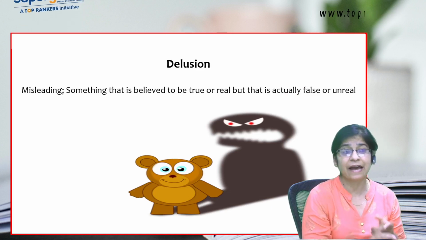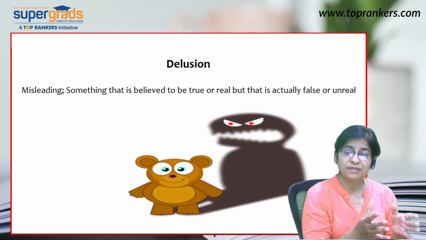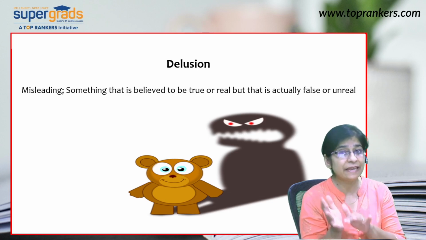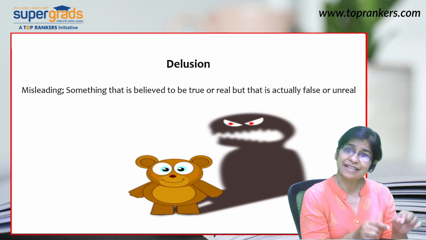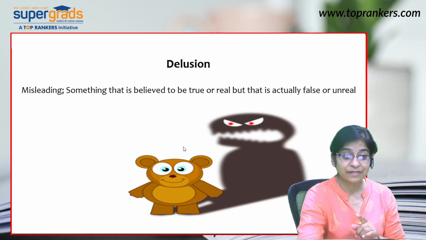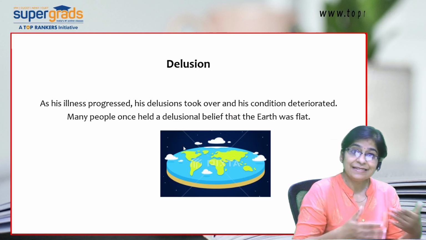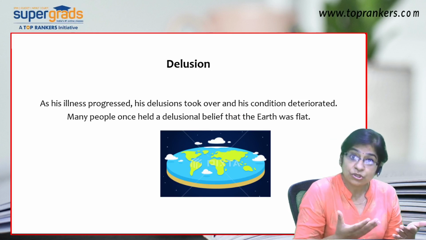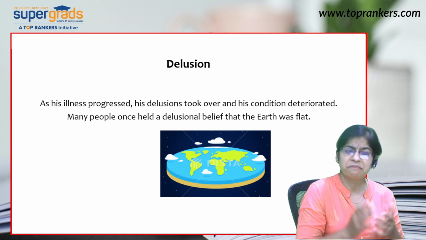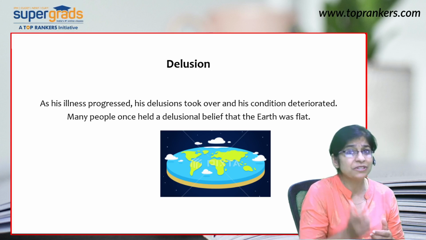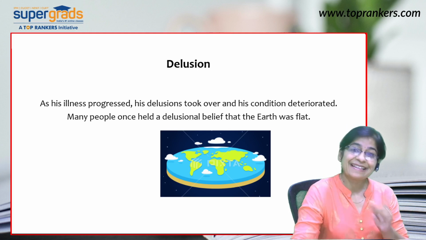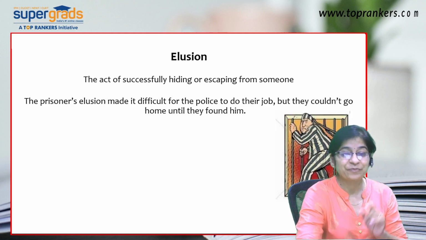Delusion has a negative connotation because it's misleading. Now, again, we are talking about something that's believed to be true or real, but this one is actually false and unreal. Now, let's take a look at some examples. So, as his illness progressed, his delusions took over and his condition deteriorated. Or, many people once held a delusional belief that the earth was flat. Think about it.